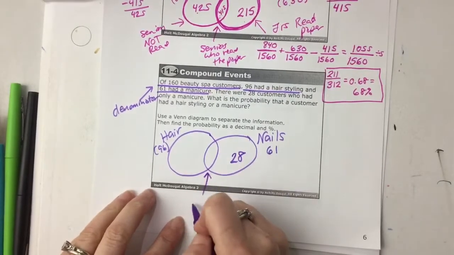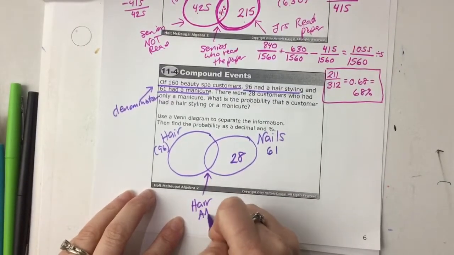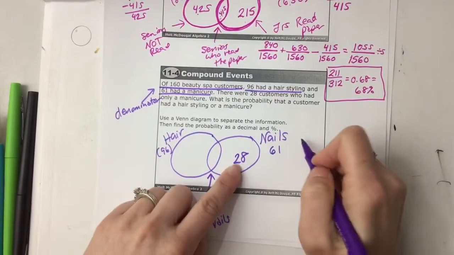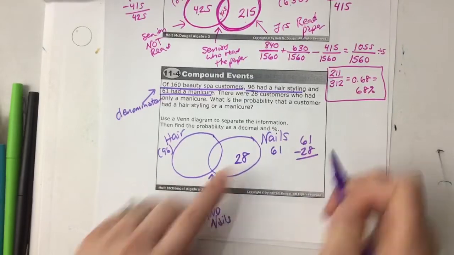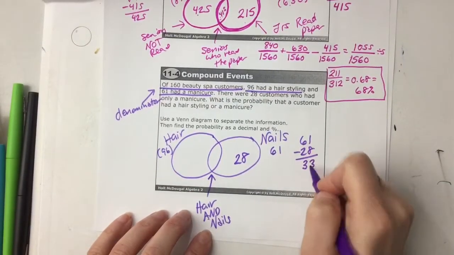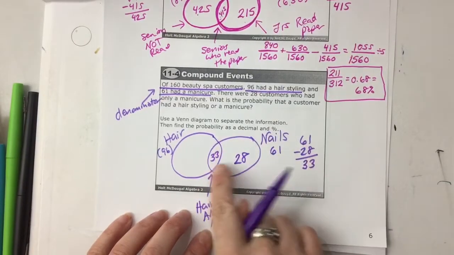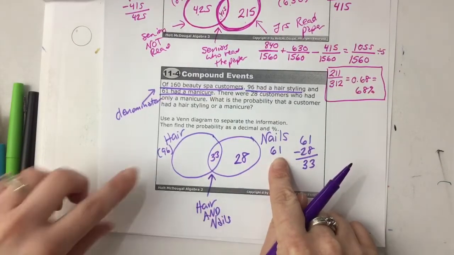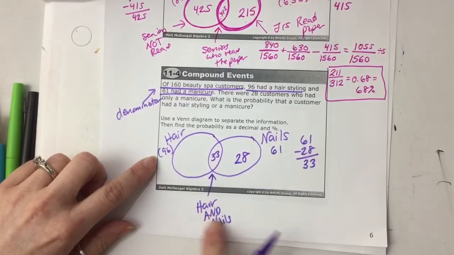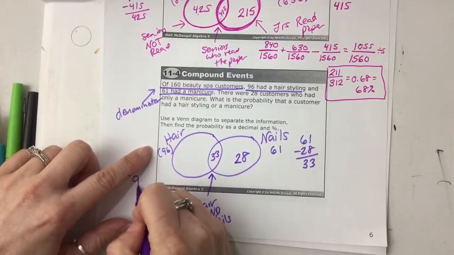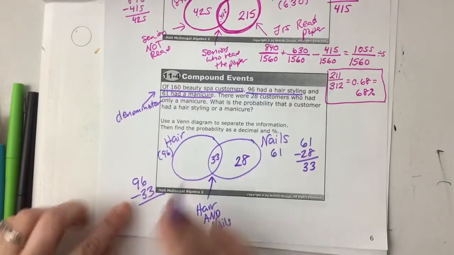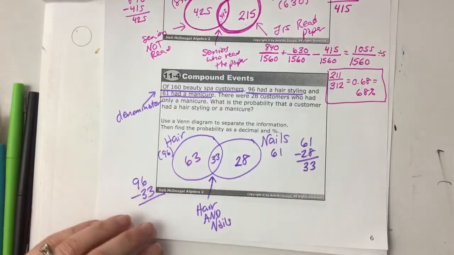This is that overlap region. This is hair and nails. 28 people only had their nails done. So 61 minus 28, we're going to know our overlap. 61 minus 28 is 33 because these two numbers have to add up to 61. But now we can figure out, if 33 people got their hair and their nails done, how many people only got their hair done? Well, it's 96 minus the overlap. 96 minus 33 is 63.